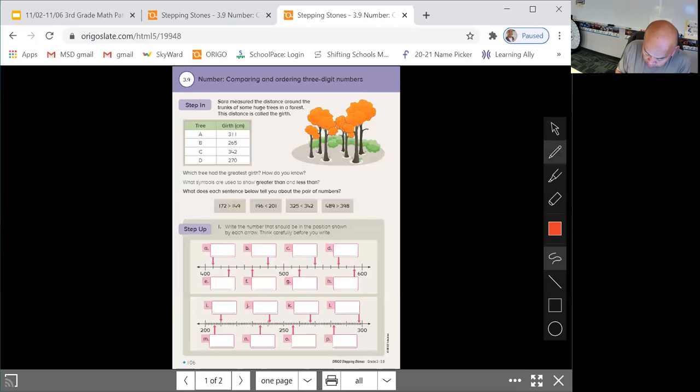So 1, 2, 3, 4, 5, 6, 7, 8, 9, 10. 10 lines between 400 and 500. So that tells me that they're skip counting by tens. Okay, so that first line is 410, and look, there's already an indicator arrow there for A, so that's 410.